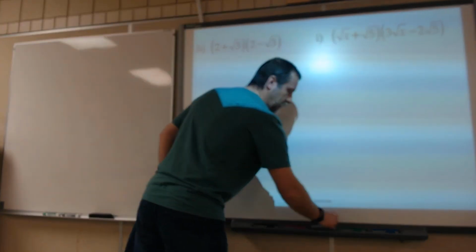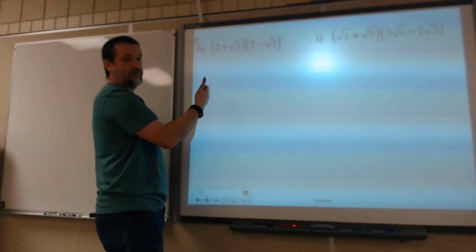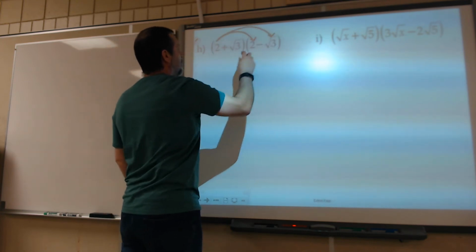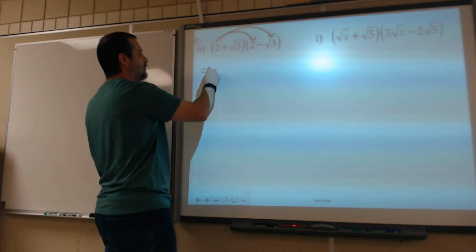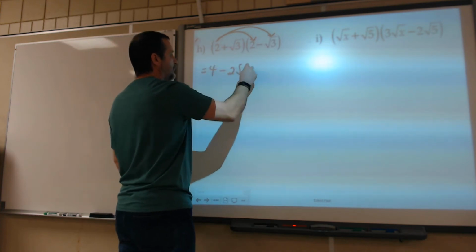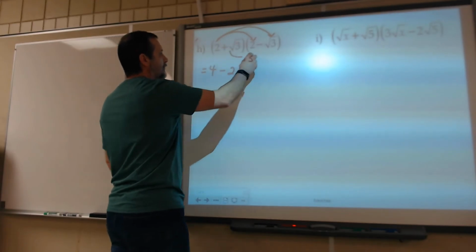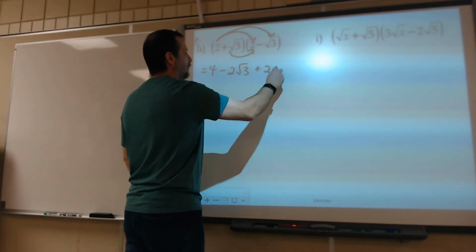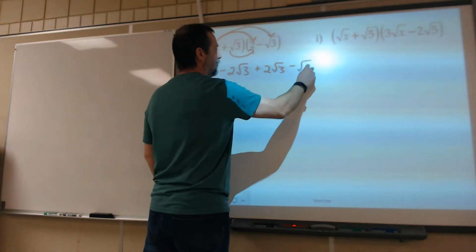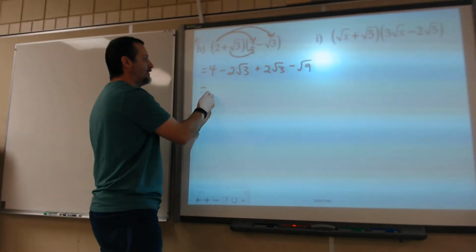This one here, just doing it again, our FOIL. Firsts, outsides, insides, lasts. So 2 times 2 is 4. 2 times negative root 3 is negative 2 root 3, plus 3 times 2... so this is going to be plus 2 root 3. And this is going to be minus the square root of 9, which equals 3, so 4.